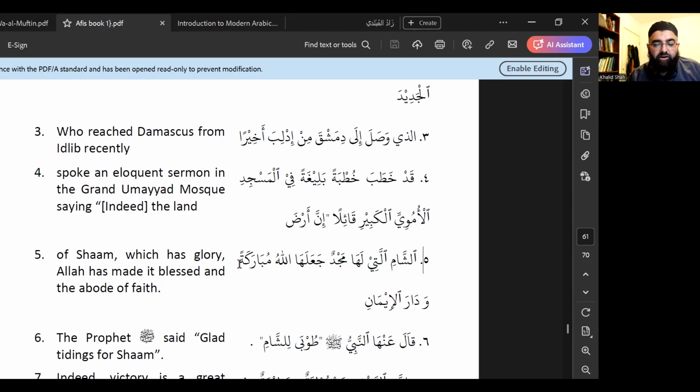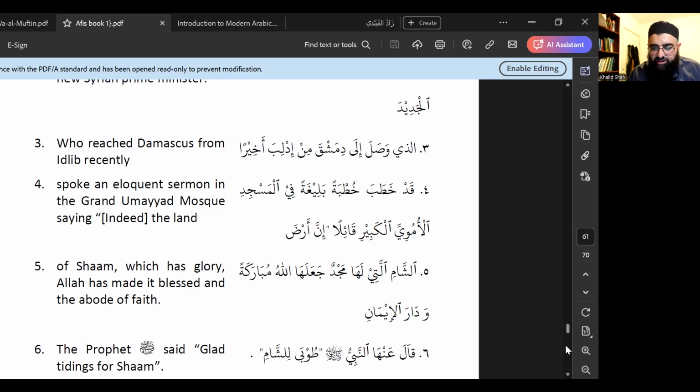Ja'alaha Allahu mubarakatan. Ja'ala is the fi'l, ha is the maf'ul. Allahu lafz jalala is the fa'il. Ja'alahu mubarakatan. What did Allah make it? He made it mubarak. He made the earth, he made it mubarak, blessed. Wadar al-imani, and the abode of iman. Right? So him making it into something else. He made it into something else. So it's like one maf'ul and a second maf'ul. Mubarak wadar al-iman is the second.